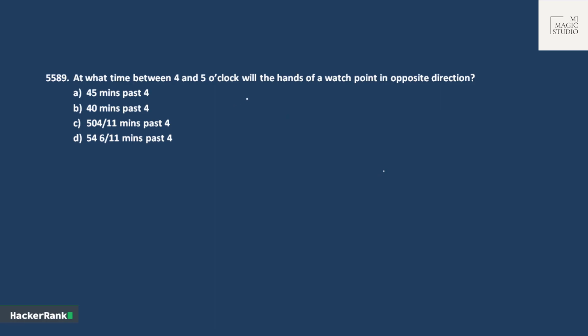At what time between 4 and 5 o'clock will the hands of a watch point in opposite directions? That means the angle between them would be 180 degrees. We know 180 equals 11 by 2 m minus 30 h. Now it is sure that h is 4, so I can put h equal to 4 and then we'll try to solve.